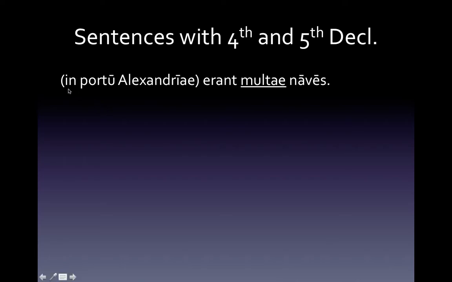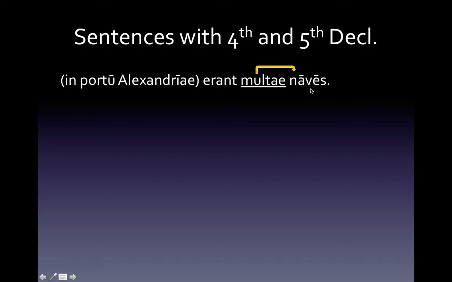All right, so: in portu Alexandriae erant multae naves. Portu here is our fourth declension noun. Alexandriae is genitive, so we're going to want to put that towards portu. Before we do that, though, let's do our adjective first. So multae is an adjective, and it could be a couple of different things. It could be genitive singular, it could be nominative plural. The only noun next to it is naves.